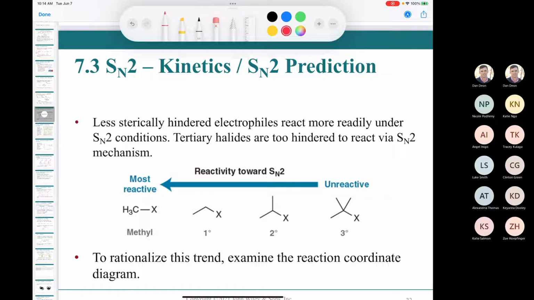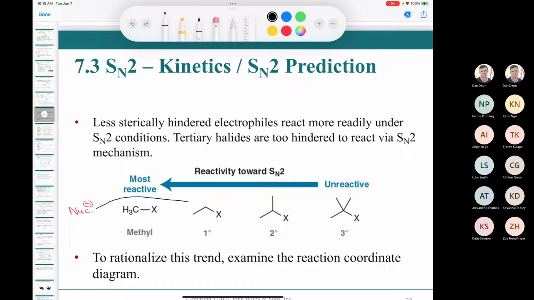So it says here that less sterically hindered electrophiles are going to react more readily under SN2 conditions, whereas tertiary halides are completely unreactive via the SN2 mechanism. Well, in order to rationalize this trend, what we're going to do is look at the reaction coordinate diagram, but I can make it what I think is even simpler. If we have a nucleophile over here, can you imagine that this nucleophile can attack the methyl halide? Well, this is my alpha carbon of a methyl halide. There's nothing in the way of that methyl carbon except for 3 hydrogens. That's very unhindered. So this reaction is going to occur no problem whatsoever.